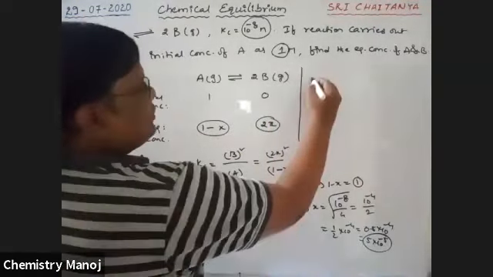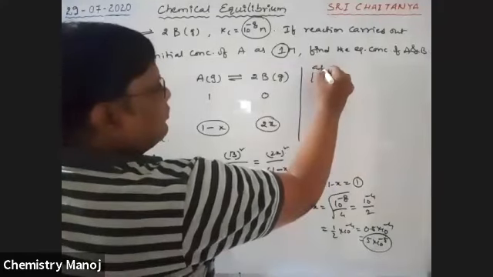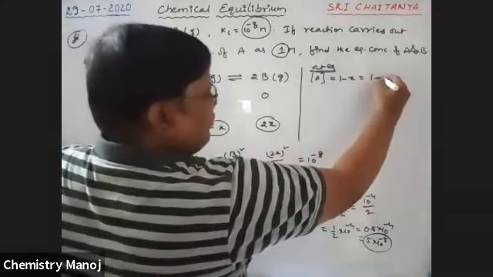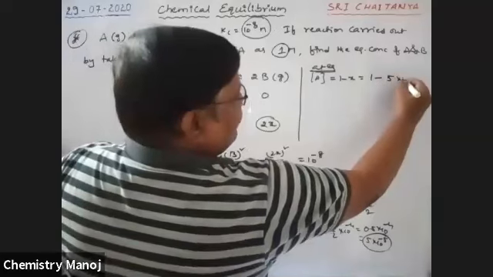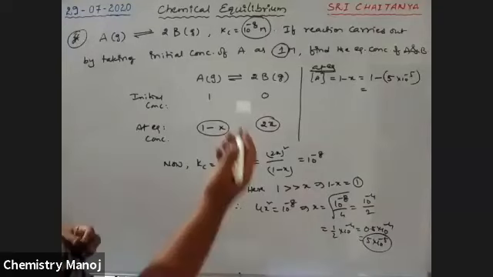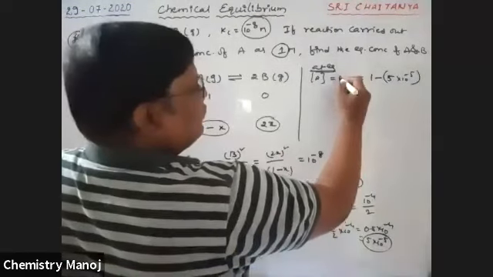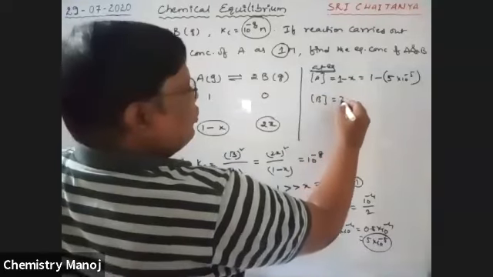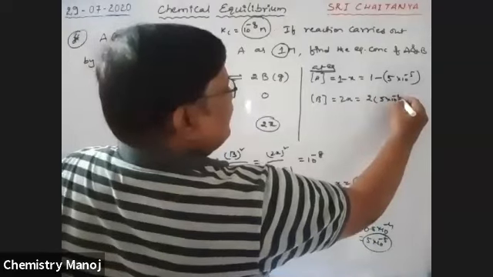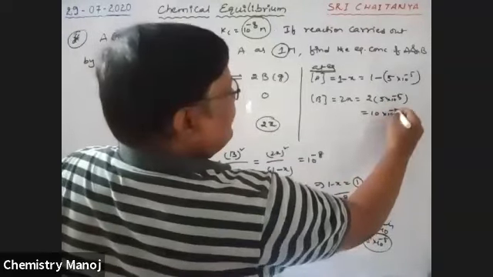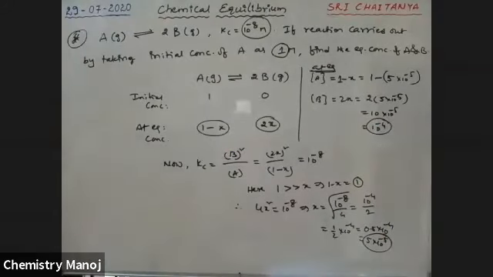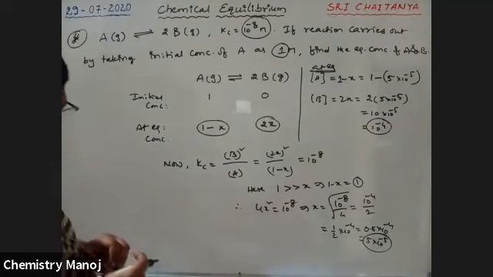Therefore, the concentration of A at equilibrium is equal to 1 minus x, nothing but 1 minus 5 into 10 power minus 5. Find out, my dear boys. So that is the concentration of A. Concentration of B is equal to 2x. That is 2 into 5 into 10 power minus 5, which is equal to 10 into 10 power minus 5, which is equal to 10 power minus 4. So these are the equilibrium concentrations.